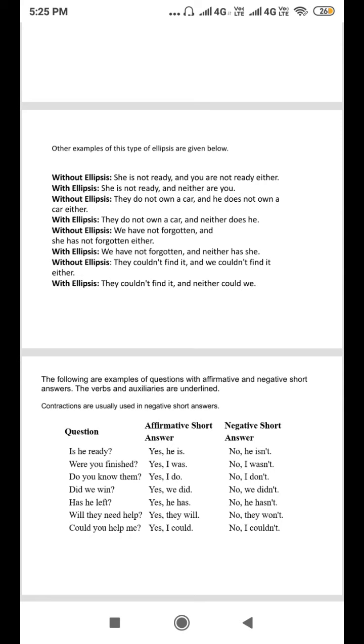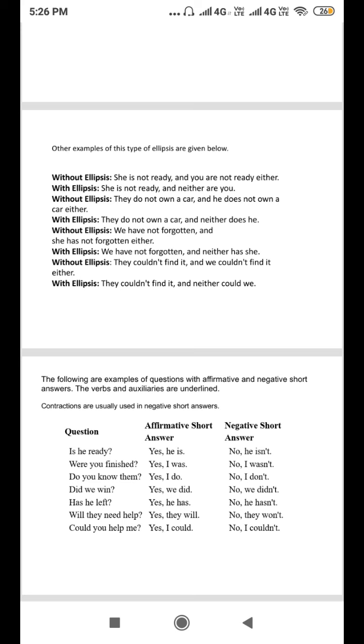Without ellipsis, they do not own a car and he does not own a car either. You can also say either or either, two pronunciations for the same word. Like either is British pronunciation, either is American pronunciation. Like doctor and then doctor, oil and then aisle, salt and salt, hospital, there are many different pronunciations for the same word, particularly British and American. We'll talk about that also, but now I'm not going to go into that deeply.